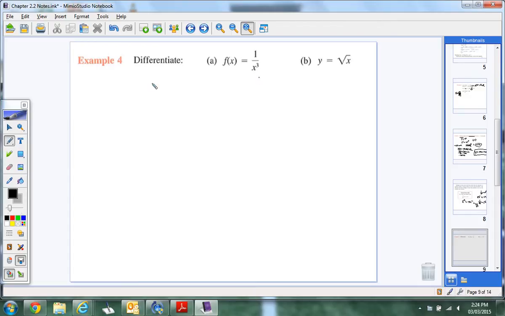All right. So like we just did this one. Write it as x to the negative 3. Then the derivative would be negative 3x to the negative 4.